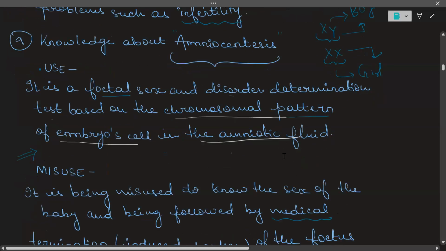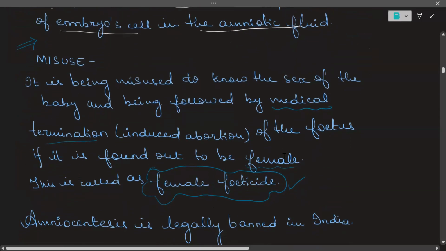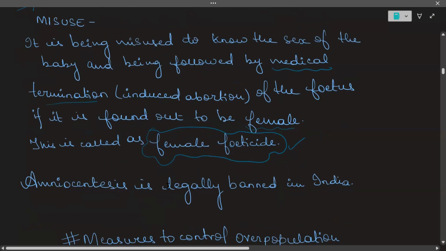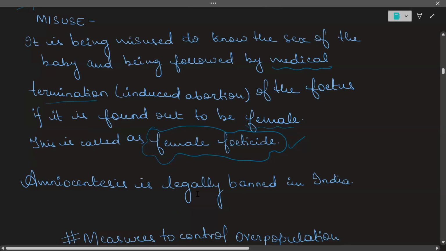It's not a bad thing, but people started to misuse it. As soon as they knew that the fetus is a female, they caused abortion of it, meaning they killed the fetus, which was female. Only the male they would let be born. So this is called female feticide, which is obviously not ethical. So this was the reason that amniocentesis, that gender determination, was actually banned in India.